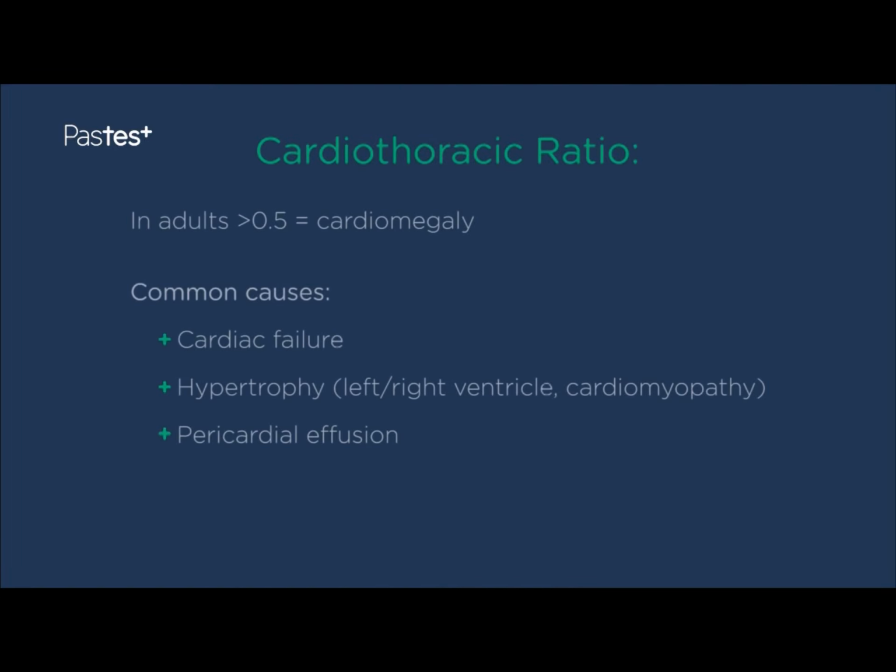A cardiothoracic ratio of greater than 0.5 means there's cardiomegaly, and there are common causes for this, including cardiac failure, hypertrophy, and pericardial effusions. There are many other causes, but these are the most common.